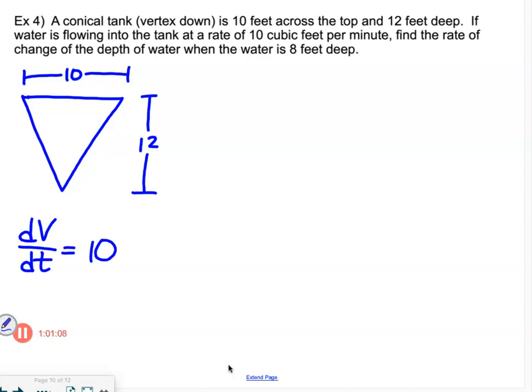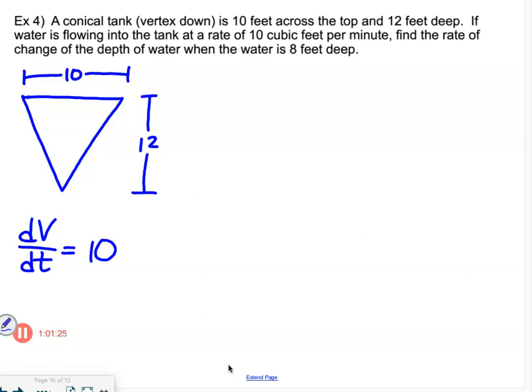Notice they use cones a lot because when you fill a cone, the water stays cone-shaped, right? So you get a little cone within a cone. Upside down. If you do it right side up, then it's really hard, because you get that frustum. But upside down, it stays cone-shaped, which is nice.